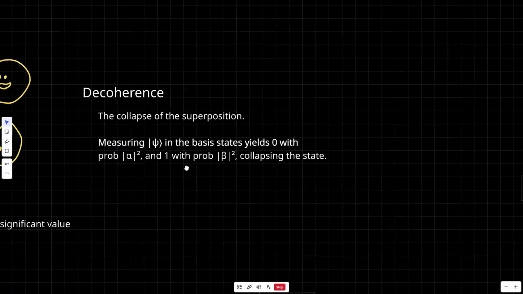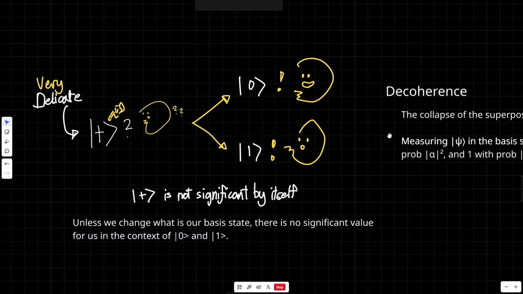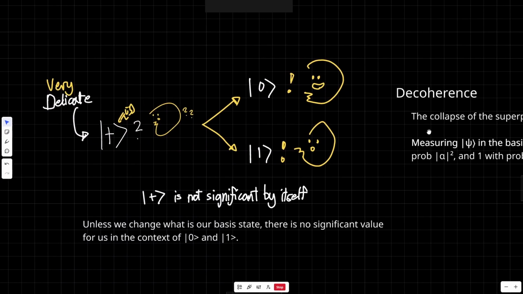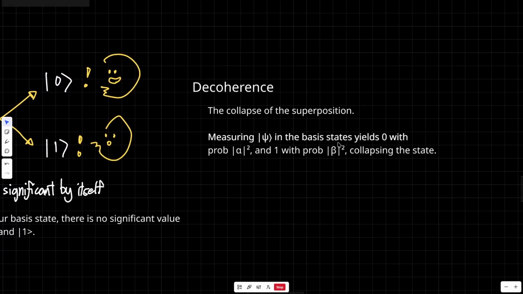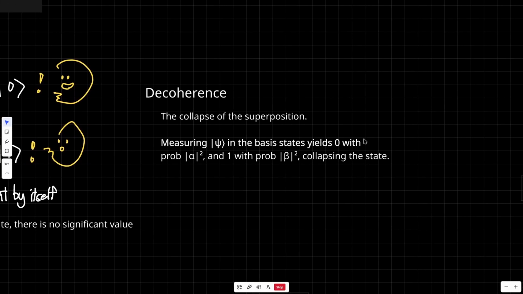Now, what is the actual definition of decoherence? It is the collapse of the superposition. Measuring the state psi in the basis states 0 and 1 yields 0 with a probability of alpha squared and 1 with a probability of beta squared, collapsing the state.